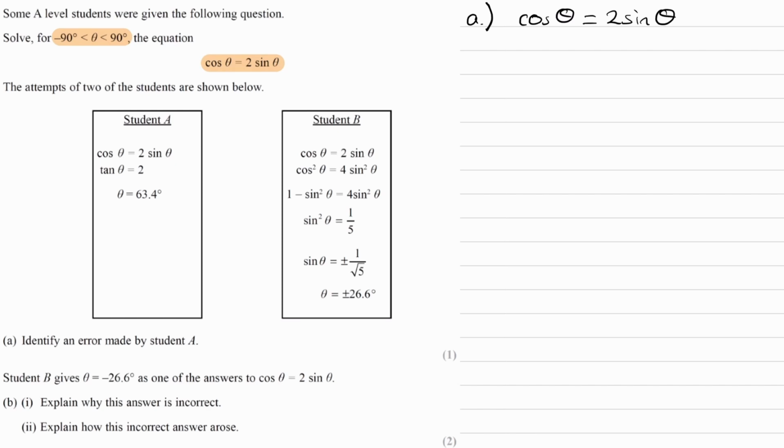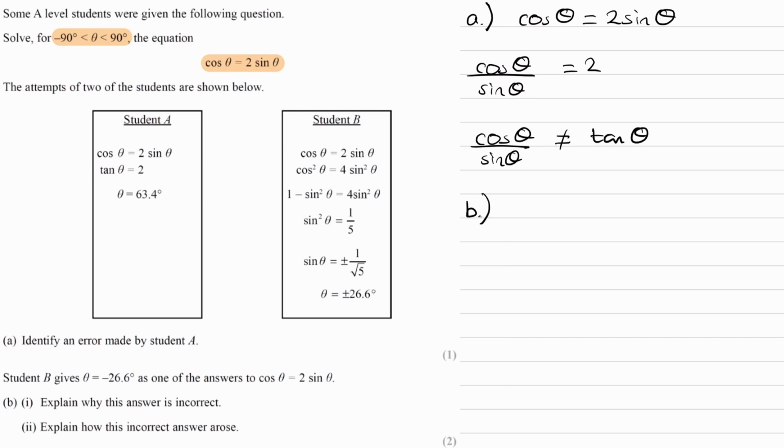Part A is quite straightforward. The student basically used the identity incorrectly or rearranged incorrectly. If we were to divide both sides by sine theta, we'd end up with cos theta over sine theta, which is 2, and cos theta over sine theta is not equal to tan theta. So there's the mistake made by student A.